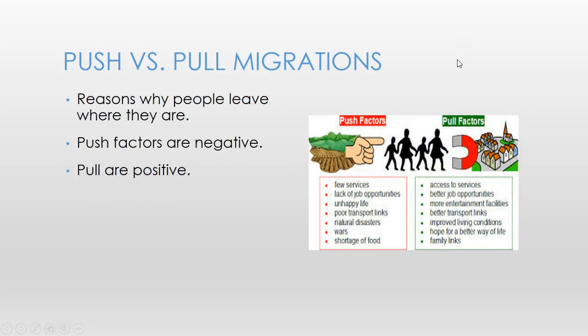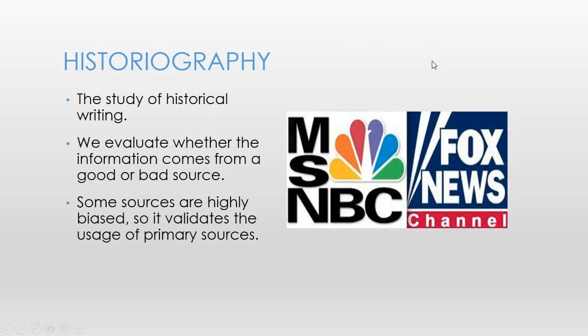Hopefully we've learned about push versus pull migrations. People have been on the move forever. When you graduate high school, a lot of you are going to hit the road one way or the other. Now, push factors are very negative reasons, not happy reasons you leave. It could be famine, it could be oppression, it could be you get kicked out for whatever odd reason. Pull are things that are positive. Hey, we're going to give you a lot of money, you're going to make a better life, you've fallen in love. Whatever the case may be, push are negative factors, pull are positive factors.